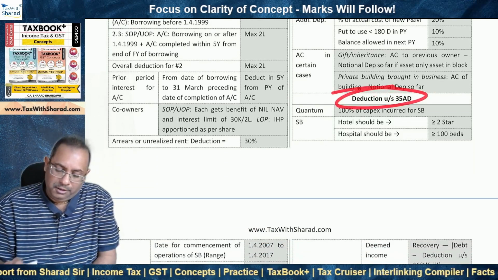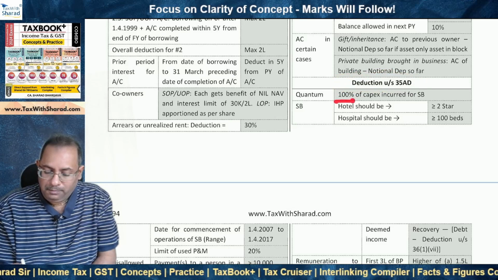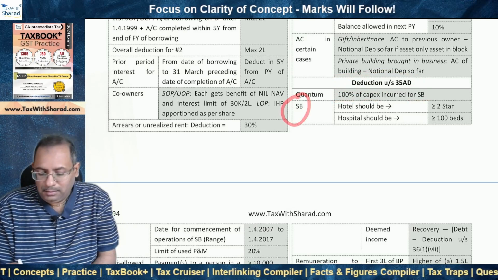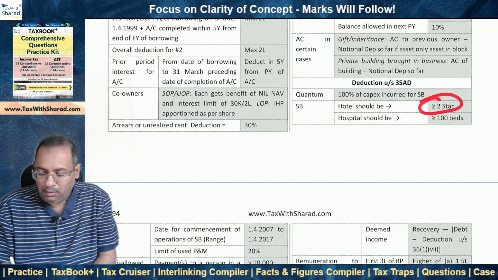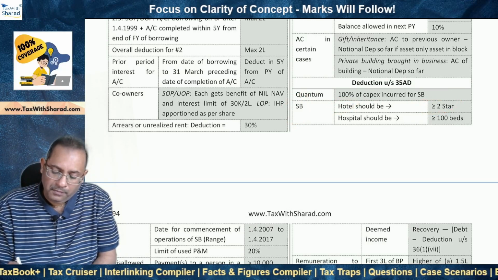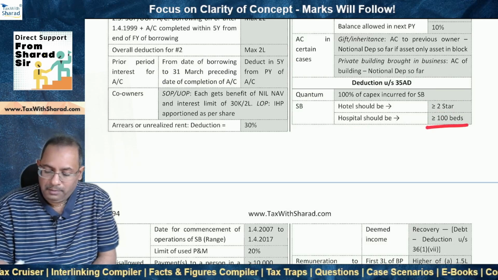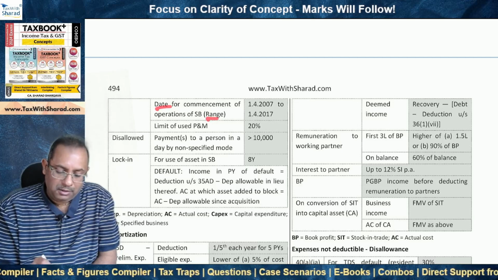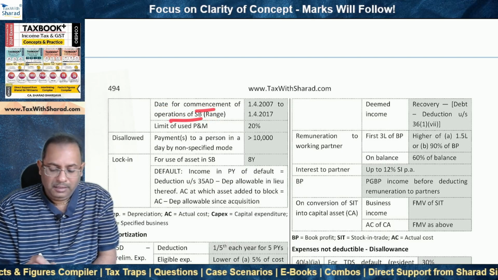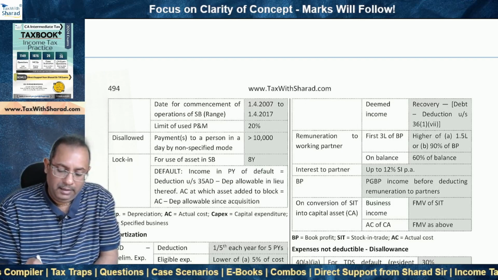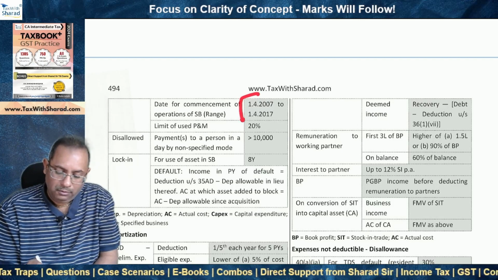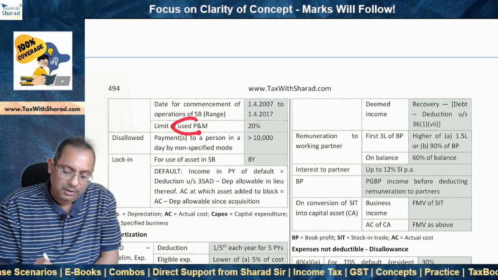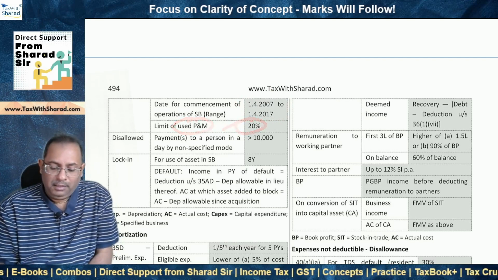Now we come to deduction under section 35AD. The quantum is 100% of capital expenditure incurred for specified business. Specified business: in the case of a hotel, it should be 2-star or above rating. In case of hospital, it should be 100 beds or more. Now there is a range of dates which have been prescribed for commencement of operations of specified business, which has to be eligible for 35AD deduction, and this range is from 1st April 2007 to 1st April 2017. Used plant and machinery should not be more than 20%, otherwise 35AD will not be allowed.